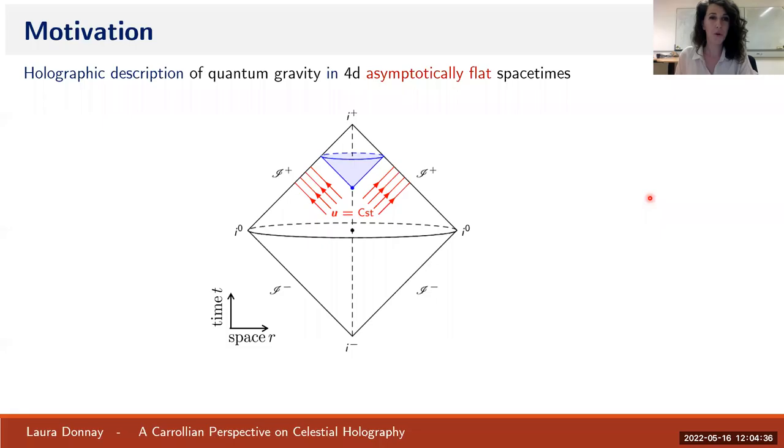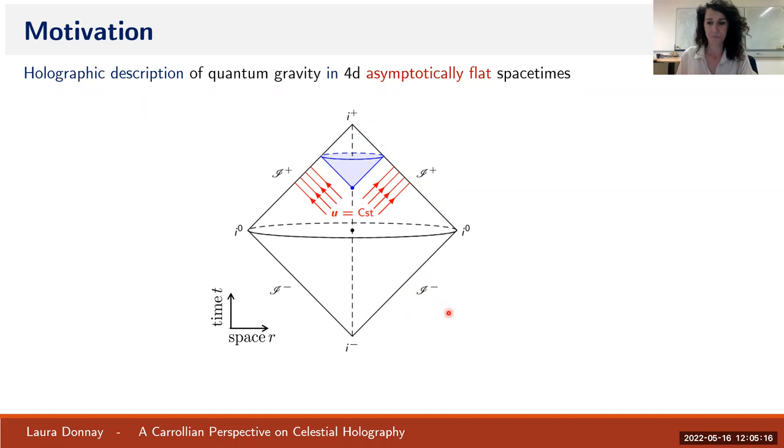So the main motivation for our work was to address this outstanding question of having a holographic description of quantum gravity for spacetimes which are not anti-de Sitter, but instead asymptotically flat spacetimes. Here I depicted the usual Penrose diagram of a flat spacetime, where a massless particle follows these null geodesics and reaches this boundary of flat space, which is called future null infinity, denoted by scri plus. And similarly, there is a past boundary, which is scri minus.